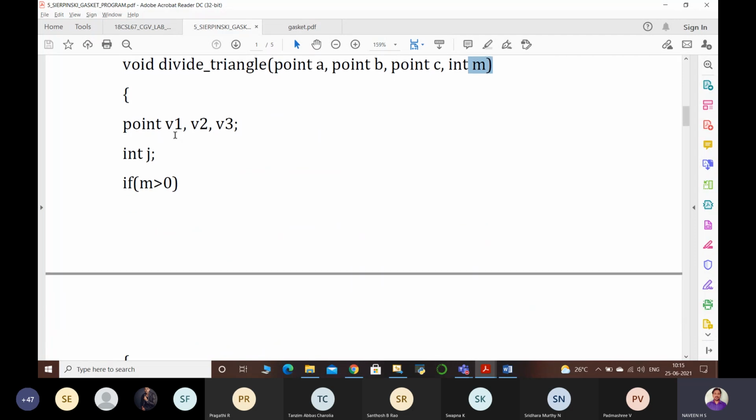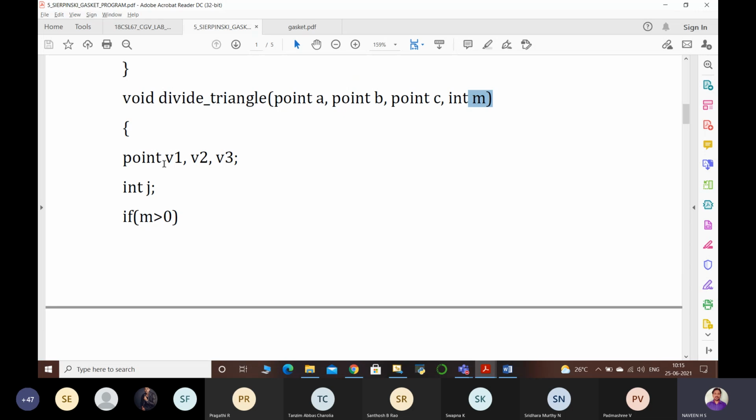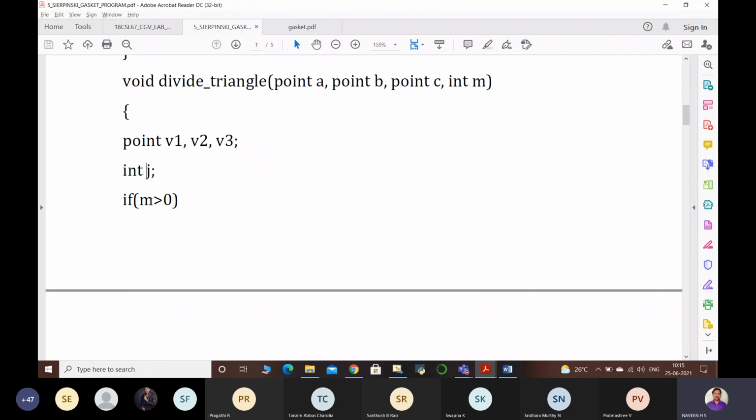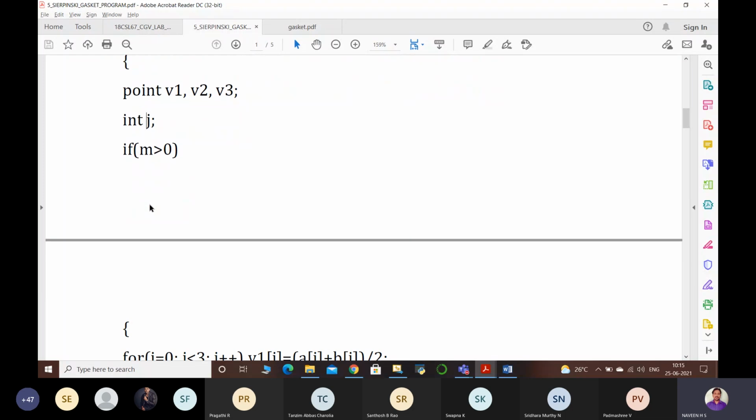So what are those vertices here? A, B, C, which we can also call V1, V2, V3. Next, int j, because in order to perform the iterations I need one more variable. That's why I'm initializing int j. And now we'll calculate: if the midpoint is greater than 0. But if the midpoint is equal to 0, what will happen?